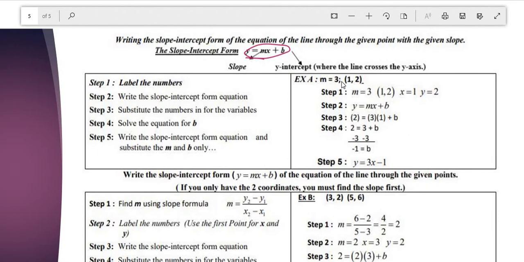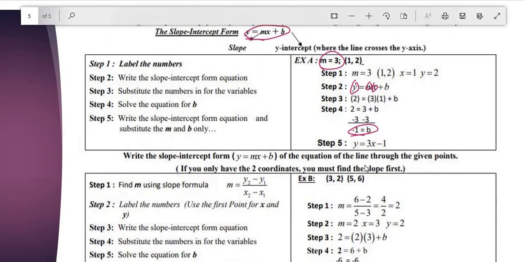So when I look at this right here, I see that my slope is 3, my x is 1, and my y is 2. So I'm going to substitute in the y, m, and x. So my y is 2, my m is 3, my x is 1. And now when I multiply that out, it gives me 2 equals 3 plus b. So once you work it out, my b is negative 1. I take this along with my slope, I have my b and my slope, and I can write it in slope-intercept form: y equals 3x minus 1.